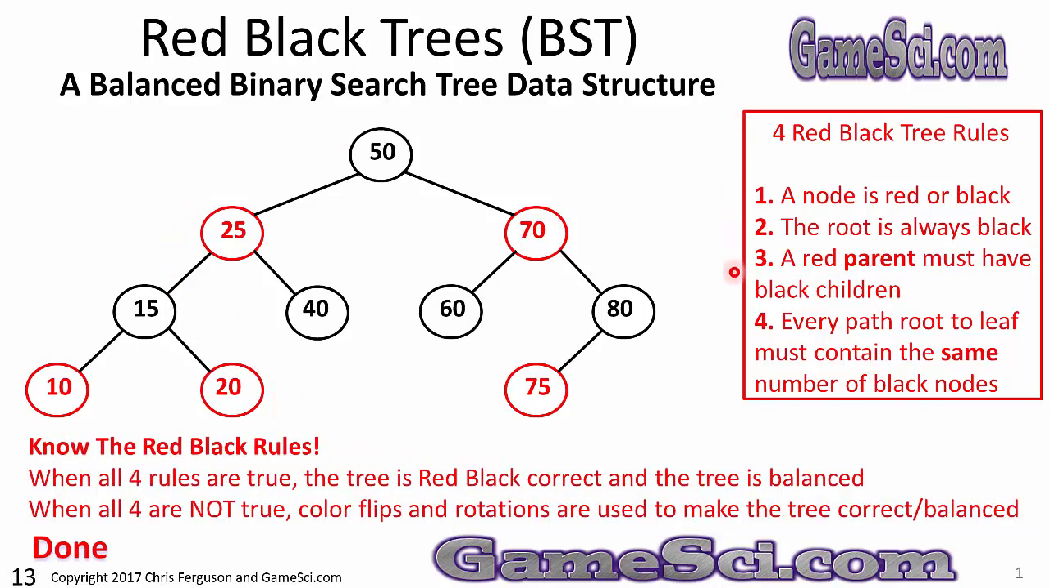Know the 4 red-black rules. Number 1, a node is red or black. Number 2, the root is always black. Number 3, a red parent must have black children. Number 4, every path, root to leaf, must contain the same number of black nodes. When all 4 rules are true, the tree is red-black correct, and the tree will be balanced. When all 4 rules are not true, operations like color flips and rotations are used to make the tree red-black correct and therefore balanced.